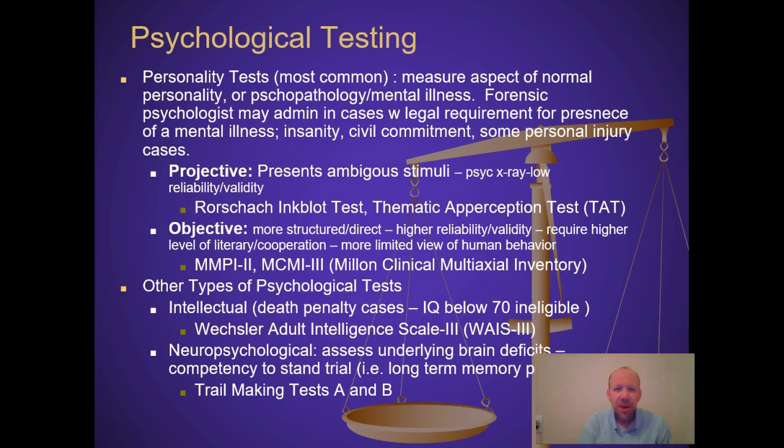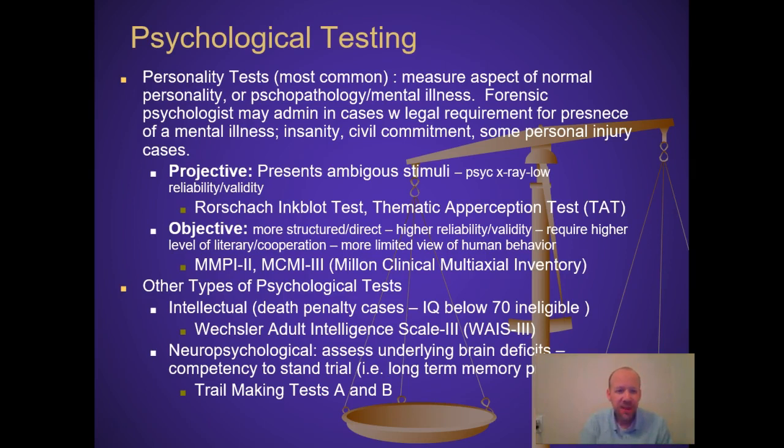And then you have something called an objective test, which is more structured, direct, with higher reliability and validity. They're much better in terms of reliability and validity. They require a higher level of literacy and cooperation, and give a more limited view of human behavior. You don't get the ins and outs of the behavior, but it's more direct and straightforward, and you can ask quite a few questions in a very structured form.